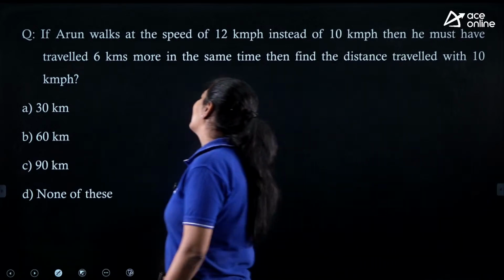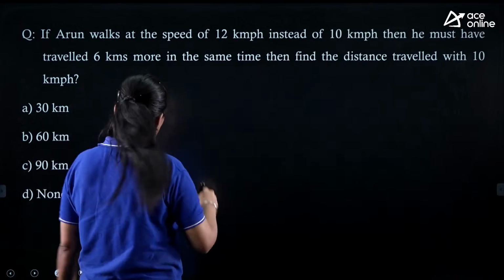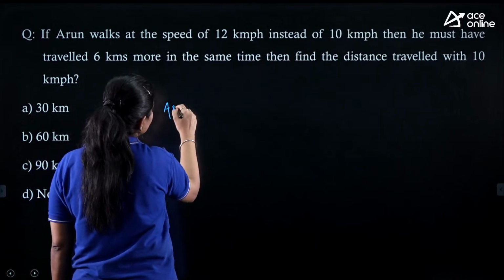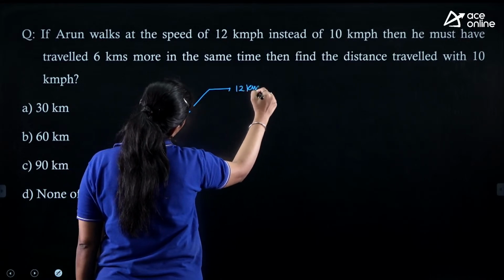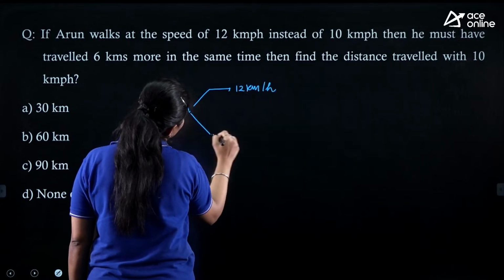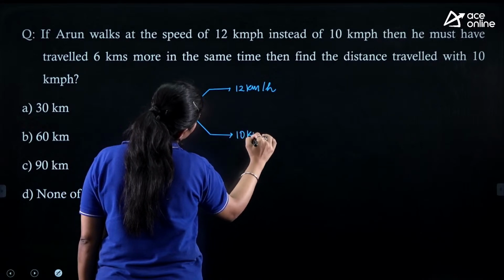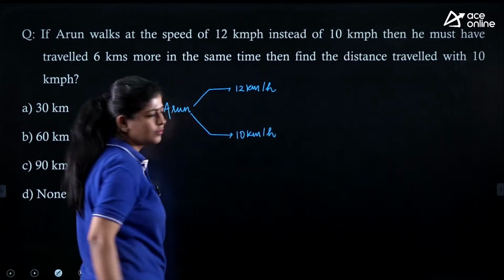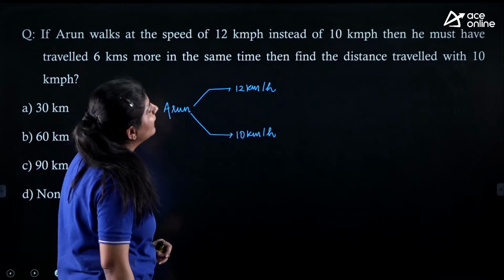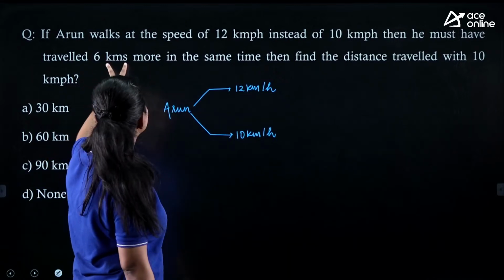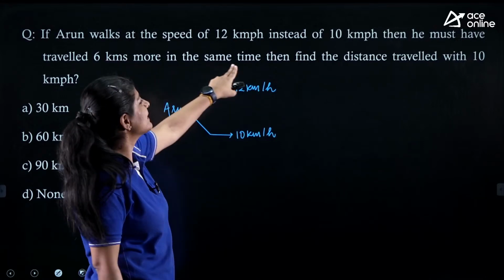Look, here we are having two speeds for Arun. The first one is 12 kilometers per hour, right? And the other one is 10 kilometers per hour, right? These are the two speeds that we are having over here, okay? Now the question is saying that he must have travelled 6 kilometers more in the same time.